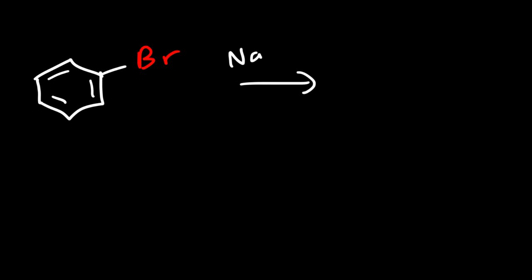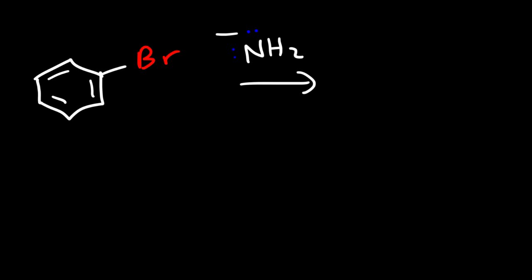Now I'm going to go over one more example. So let's say we have bromobenzene, and let's react it with sodium amide, NaNH2. Now the sodium ion is a spectator ion, so we could drop that off. So basically we're just reacting this with NH2 minus. The NH2 minus is a very strong base. What do you think is going to happen?